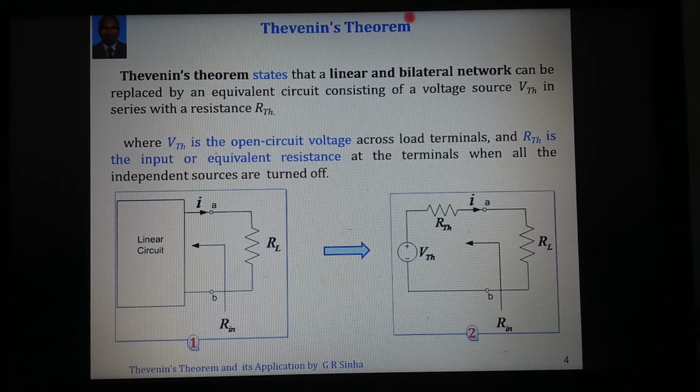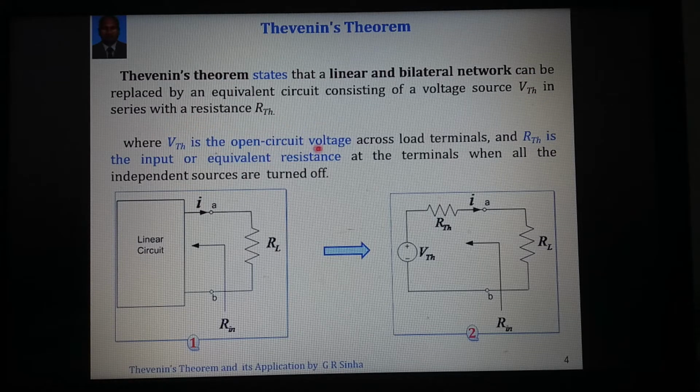If we go to the Thevenin's theorem statement, the statement is very simple. But the important line is linear and bilateral network. Any linear and bilateral network can be converted or can be replaced by an equivalent circuit which consists of a voltage source in series with a resistance. The voltage source we call the Thevenin voltage and the resistance is called the Thevenin resistance.